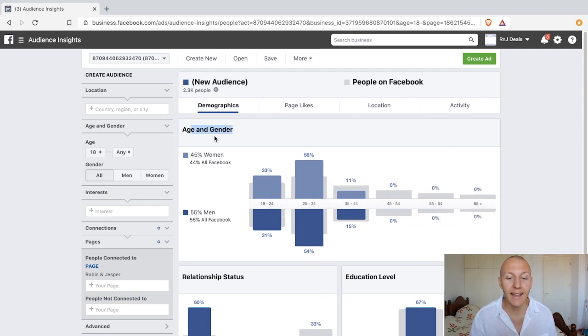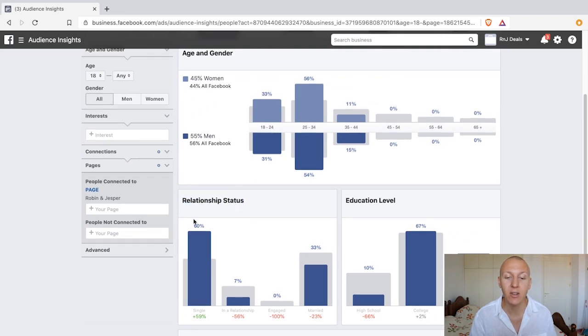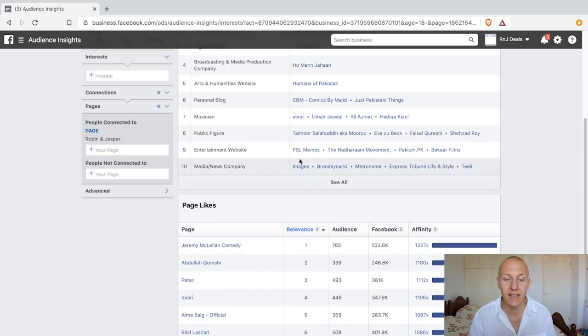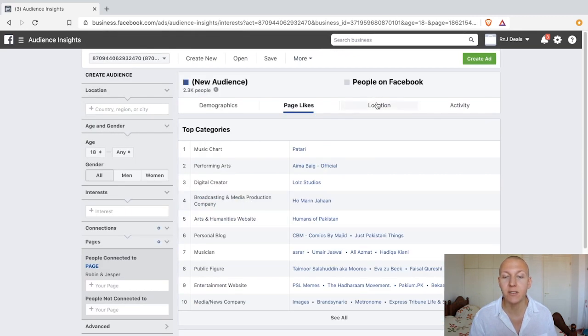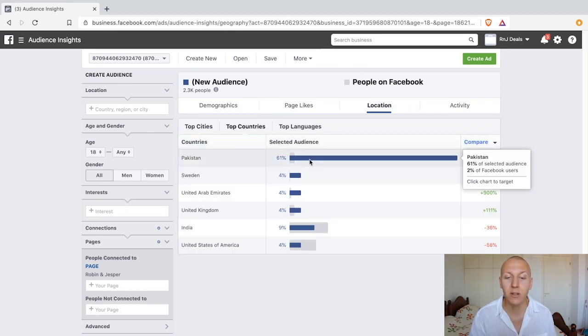We can see the age and gender here, like we spoke about before. We can see the relationship status, the vast majority are single, the educational level. We can go and check out what kind of page likes they have, right? All of that information is in here. We can see their location, especially if we look at top countries, we can say, okay, Pakistan is really big. We used to do videos specifically targeted to Pakistan and India, and as you can see, that really reflected on the audience. So that makes a lot of sense.